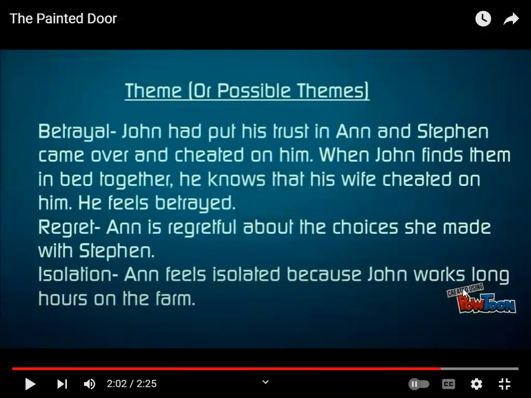A couple of themes here: betrayal, regret, isolation. We'll learn more about themes a little bit later. But John was betrayed, right? And Anne, first off, was kind of regretting being with John at the start. She felt like she was missing out on some of her youth. She felt isolated and sad. She eventually regretted cheating, though, right? Like she felt awful about doing it. Now, you might not forgive her for it, but she at least feels bad about it.